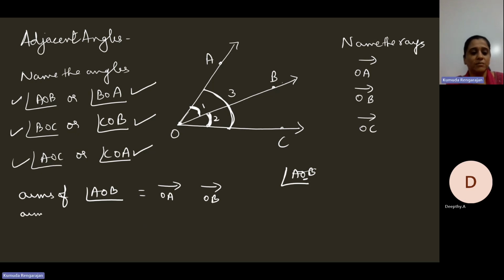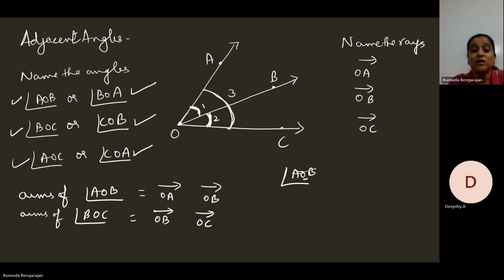Which are the arms of angle BOC? Ray OB and ray OC. Ray OB and ray OC are the arms of angle 2. Correct? Okay. Now these 2 angles, do they have a common arm? Look at that and tell me. Which is the arm that's common? Ray OB. These 2 angles have a common arm.